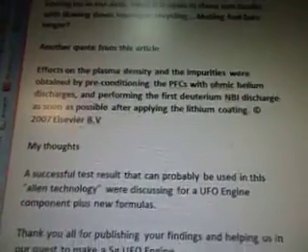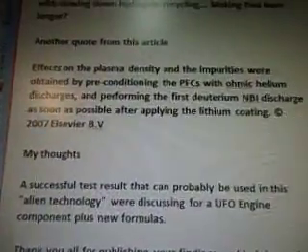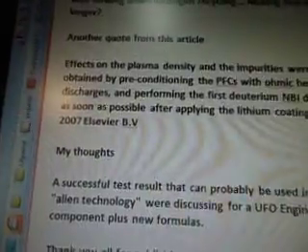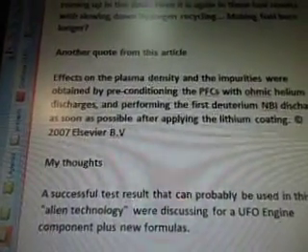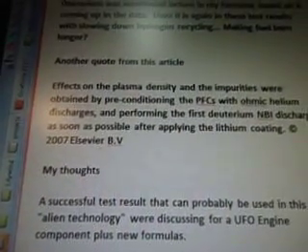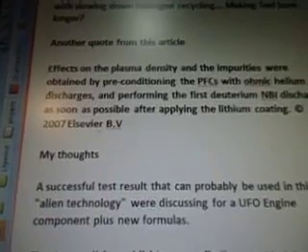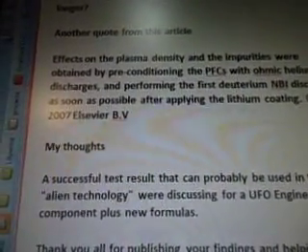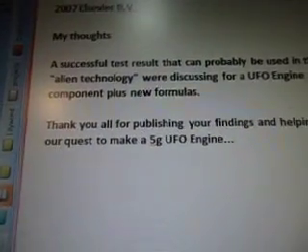So another quote from this article: effects on the plasma density and the impurities were obtained by preconditioning the PFCs with ohmic helium discharges and performing the first deuterium NBI discharge as soon as possible after applying the lithium coating. It's from Elsevier BV.